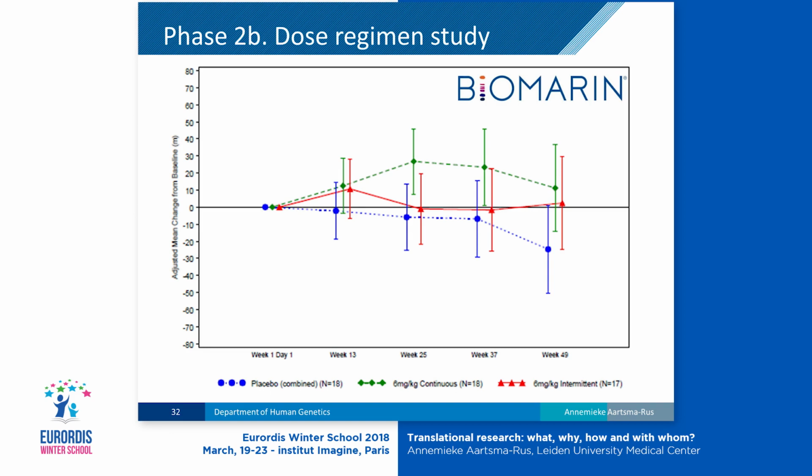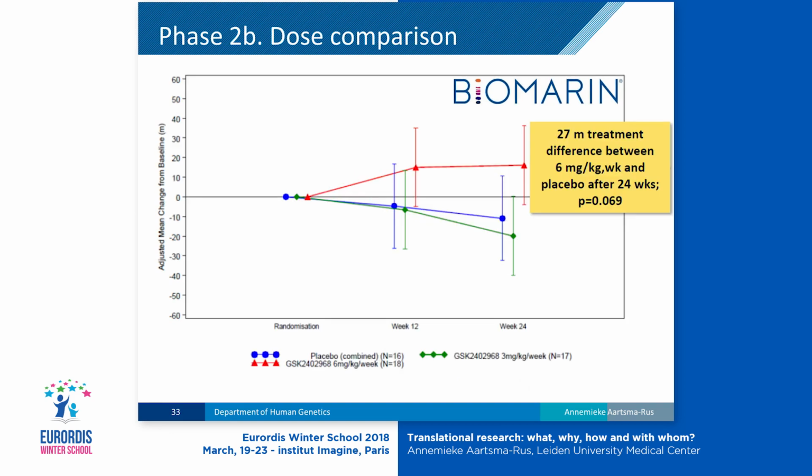So then, of course, based on this data, people were really anticipating the phase 3 trial. Oh, sorry, one more. Dose comparison. So again, in blue, the placebo, 3 milligram per kilogram doesn't seem to be an effective dose. 6 milligram per kilogram, the dose used in the other studies as well, again suggesting that the patients were doing better. So then people were really anticipating the large placebo-controlled trial.